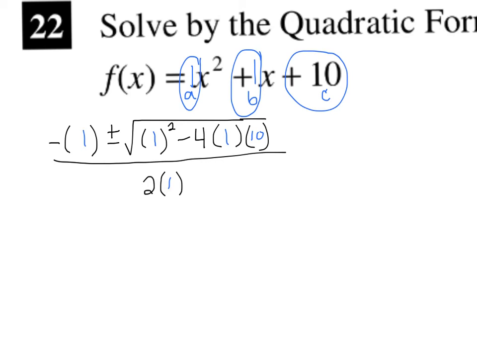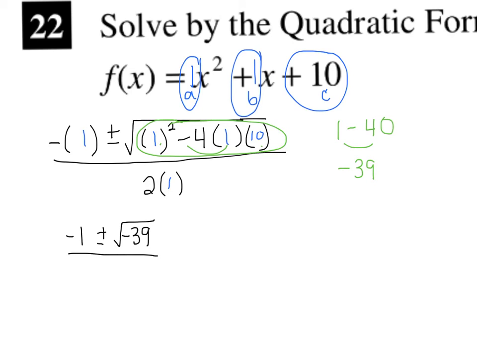So let's take everything underneath and simplify it. 1 squared is 1. Negative 4 times 1 is negative 4, and negative 4 times 10 is negative 40. 1 minus 40 is negative 39. So that's what's underneath the square root sign. So out front I have a negative 1 plus or minus the square root of negative 39. Underneath I have 2. So we're going to see if we can simplify the square root of 39.